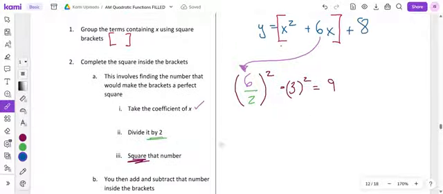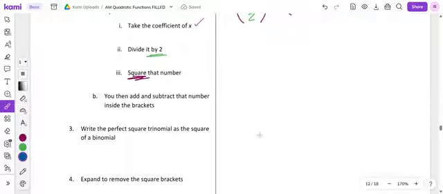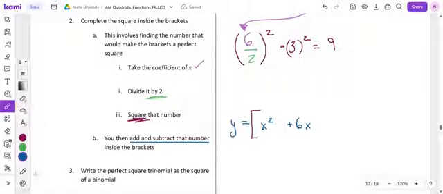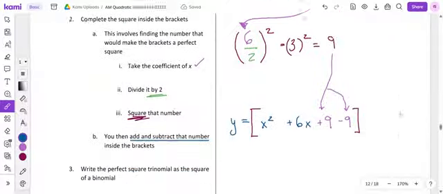So going back to our equation, we're going to do this. Then you add and subtract that number inside the square bracket. So I'm going to keep it color-coded, and I used purple for that new number. So what do I have to do with it? Well, I have to add it and subtract it. And then don't forget, was there something after the square bracket? Yeah, there was a +8.